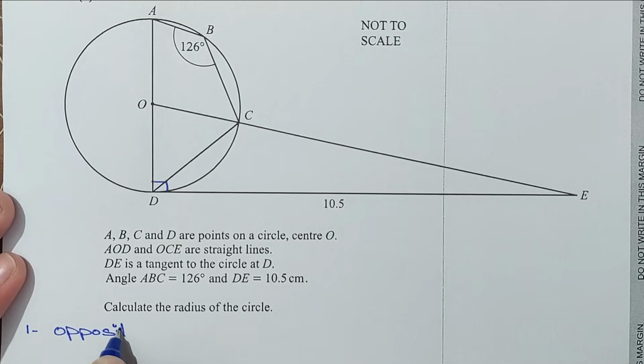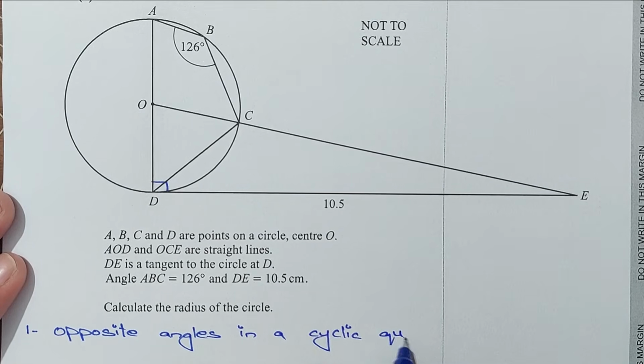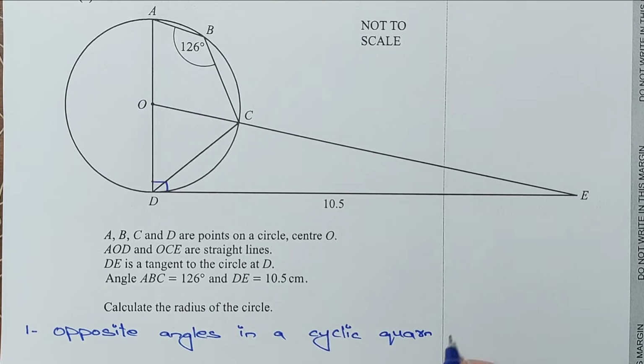opposite angles in a cyclic quadrilateral.